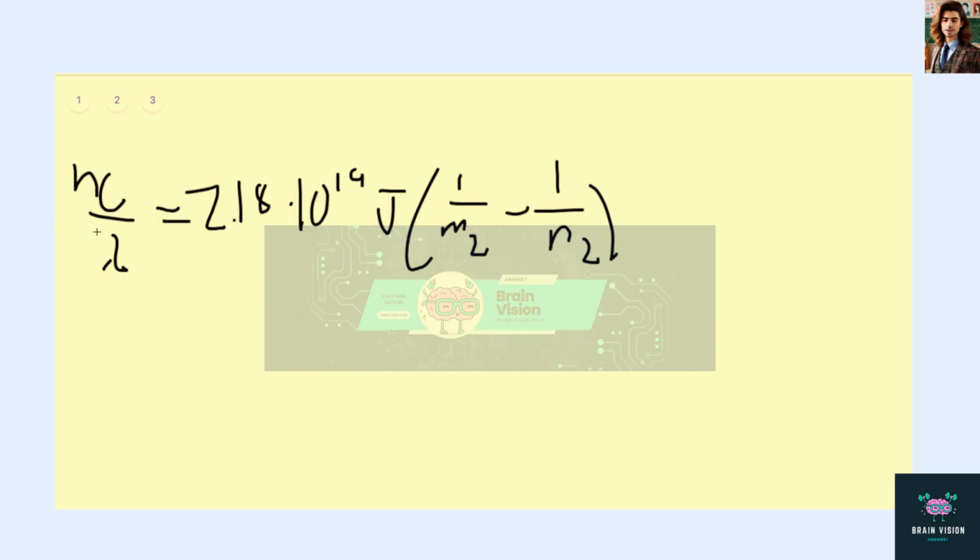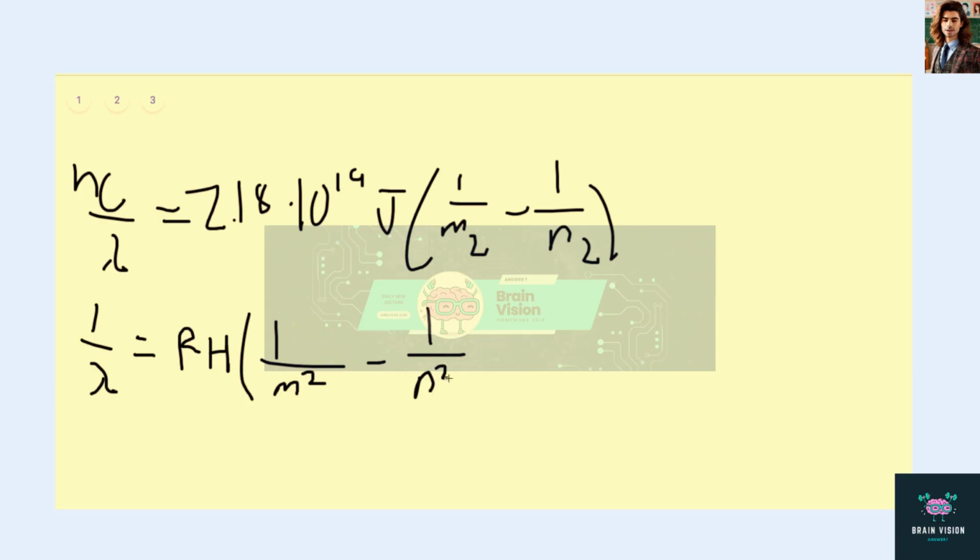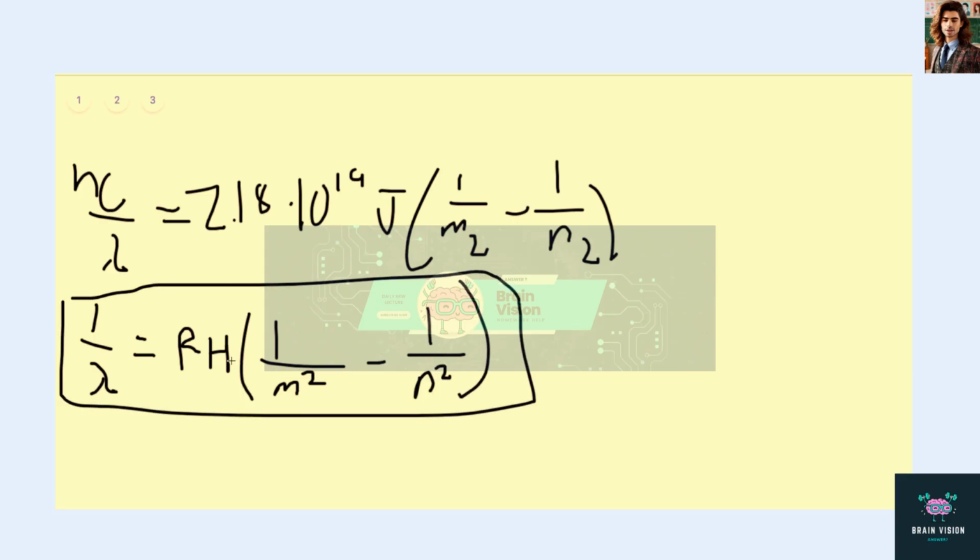Now our last step is simply to divide by hc so that we have the proper 1 over lambda over here. And once we divide by hc, this 2.18 times 10 to the 19th joules divided by hc is equal to RH, or the Rydberg constant. And then we still have our 1 over m squared minus 1 over n squared. And so now we have derived the Rydberg equation.